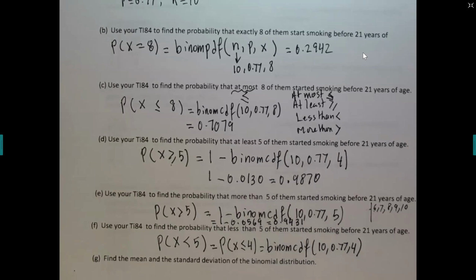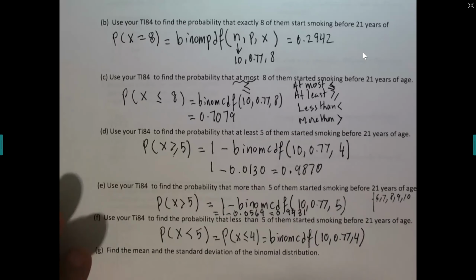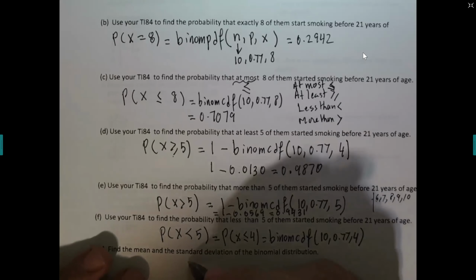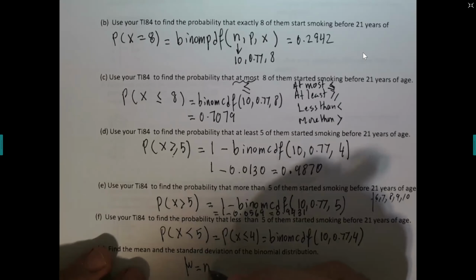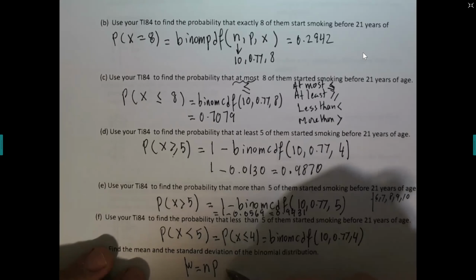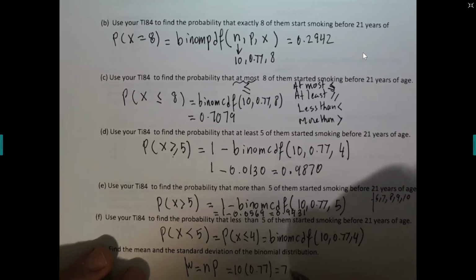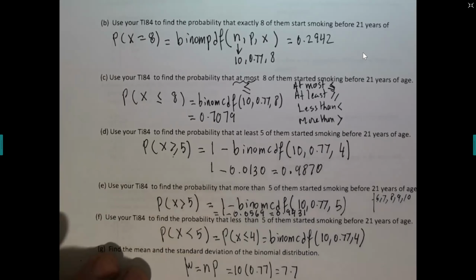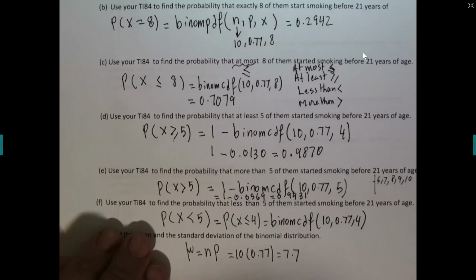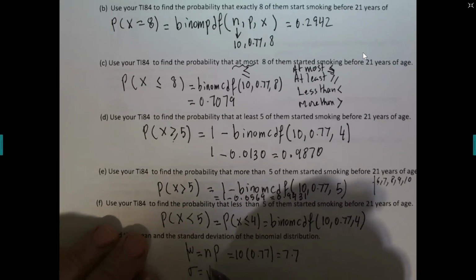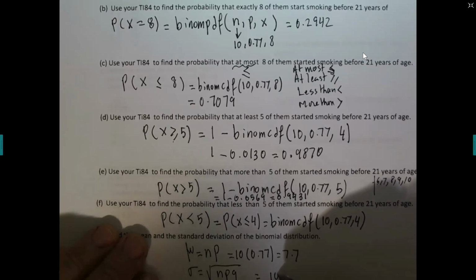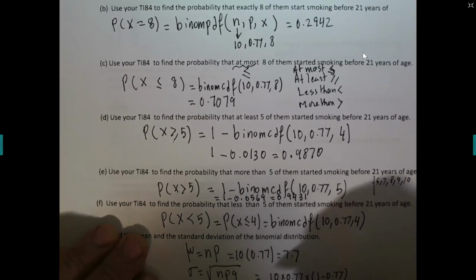And the final question is find the mean and the standard deviation of the binomial distribution. The mean, guys, I will provide you with the formula, is n times p. N you already have, it is 10, and p is 0.77, and you just multiply it: 7.7. And the standard deviation is square root of npq, which is 10 times 0.77. And q, guys, is 1 minus p. And don't forget the square root.